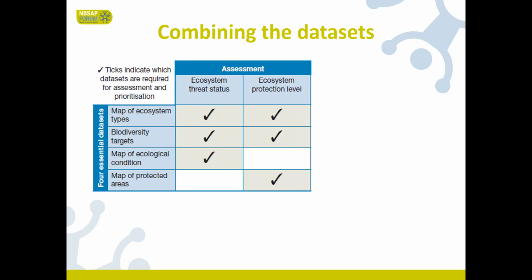Then once we've got those four building blocks, there are a couple of ways in which we can combine them. The first of these is to look at ecosystem threat status. For this, we are bringing together our ecosystem types, our biodiversity targets, and our ecological condition. And then the second is ecosystem protection level, where we bring the ecosystem types, the targets, and our protected area map together. Next slide, please.